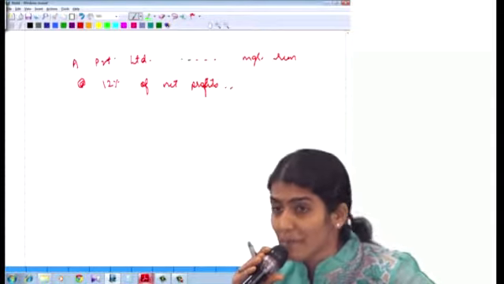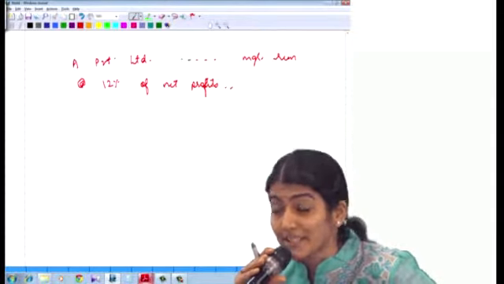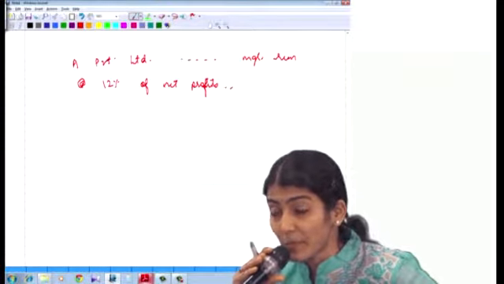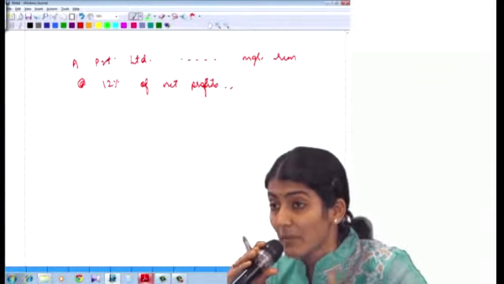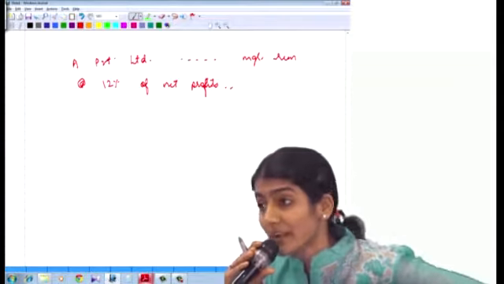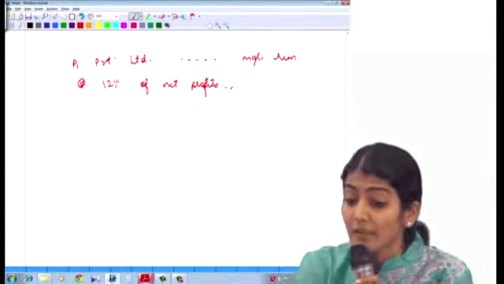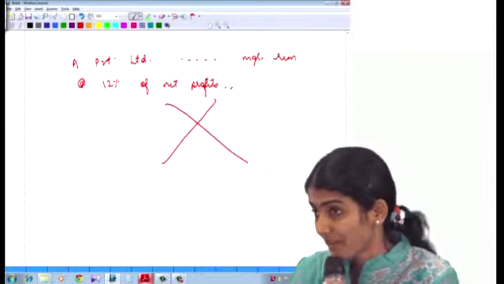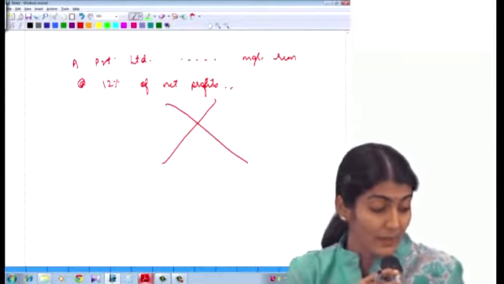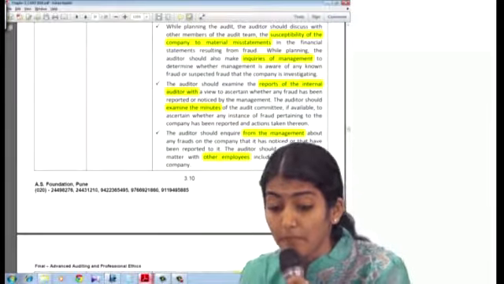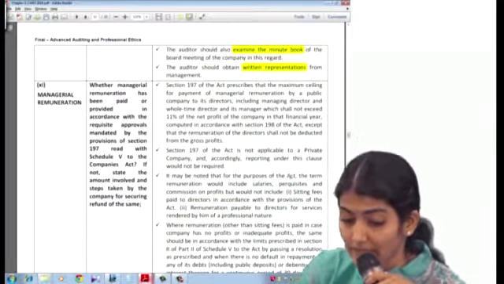You understand? The answer is in the name: a private limited. Managerial remuneration under section 197 and those approvals mandated by Schedule 5 do not apply to private limited companies. Hence, no reporting is required under this clause. Why? Because it does not apply to private limited companies. Do you get that? Right.